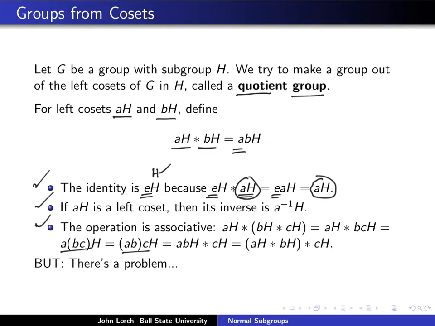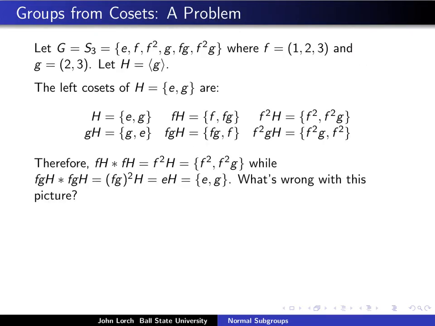But there's a problem in what we've just done. On the previous slide, we defined what we thought was a binary operation on left cosets and showed that that operation, if it is in fact binary, gives rise to a group that can be formed with these left cosets. However, apparently there's a problem, and to illustrate what the problem is, we're going to do this example where our group capital G is the symmetric group, and the subgroup H is the group of order 2 generated by little g.